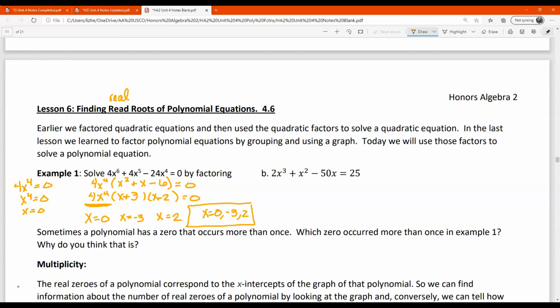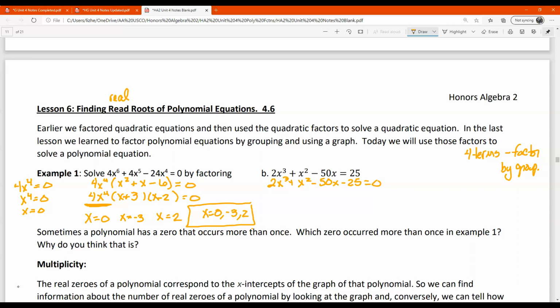Okay, B. So looking at B, the first thing is to get it in standard form. So obviously it's not because 25 is over there and we need to set it equal to 0. So I'm going to go 2x^3 + x^2 - 50x - 25 = 0. The next thing I'm going to try is that since there are 4 terms, you always want to check about factor by grouping. This is 4 terms. Obviously it can't be factored like a quadratic because that can only be 3 terms. So let's check and see if the grouping works.